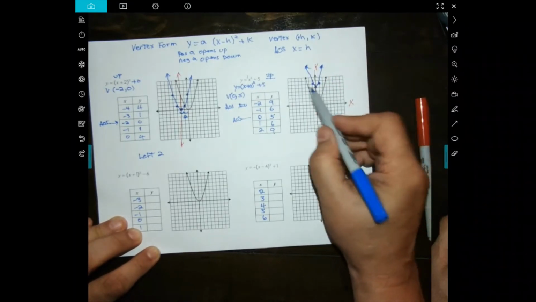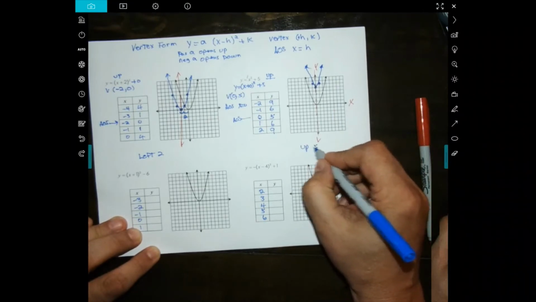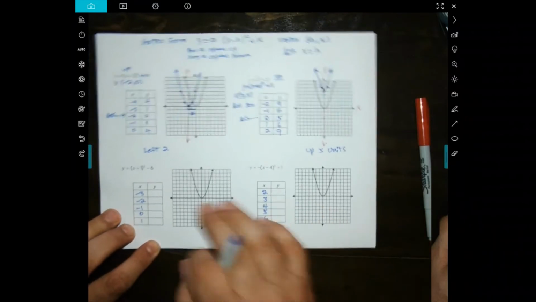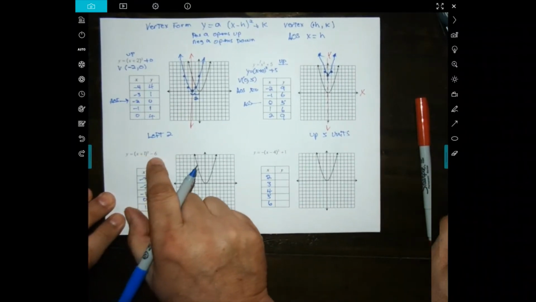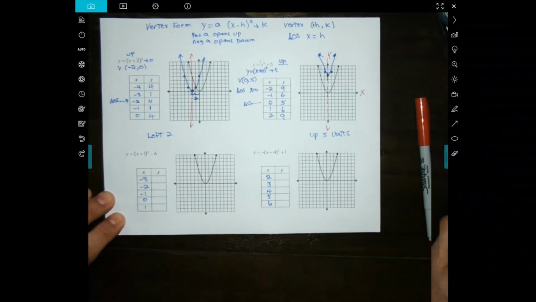And it didn't move left or right, but it did move up 5 units. Okay. Let's look at our next example. This one has both a left and right translation and an up and down translation.